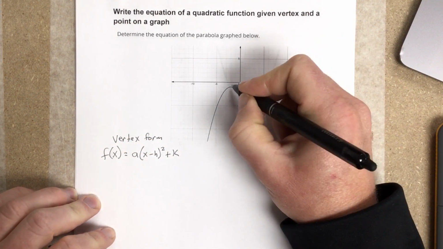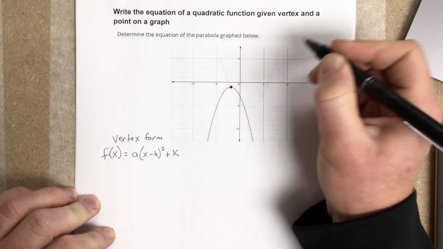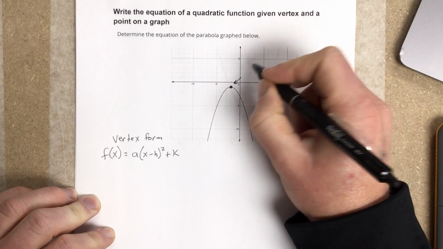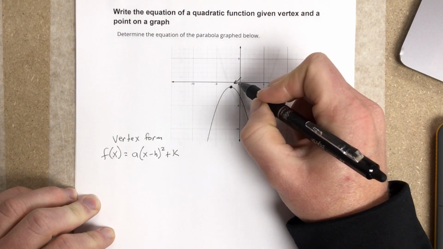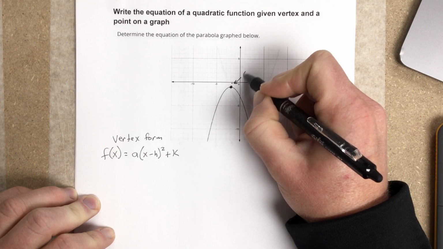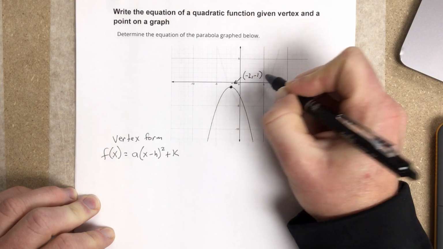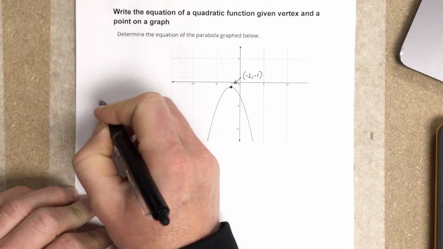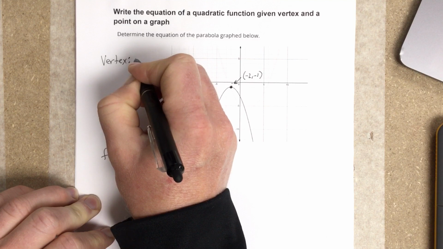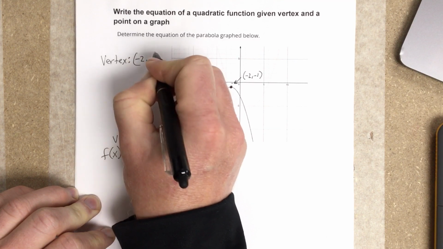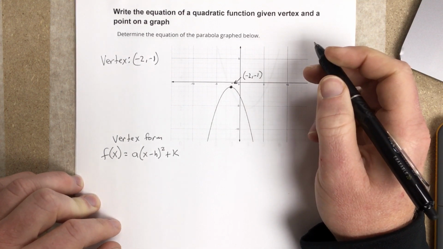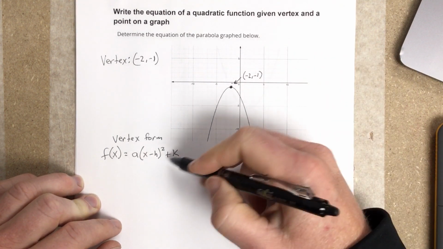Well, they give us the vertex. We can see the vertex is right there. The vertex is always that highest or lowest point on the parabola. So that coordinate there would be, let's see, 1, 2, so -2, -1. So I'm going to go ahead and write that the vertex is -2, -1.